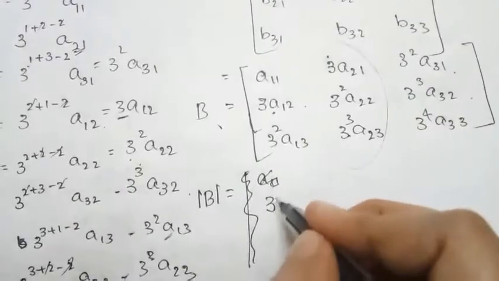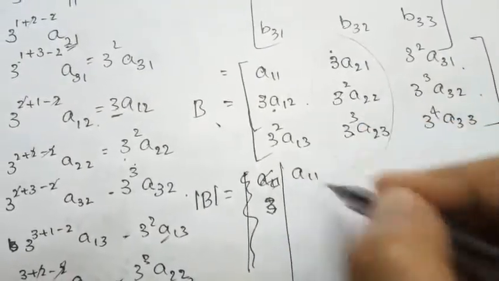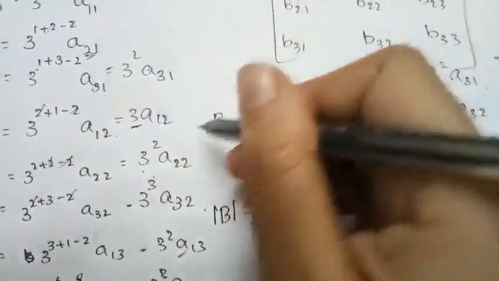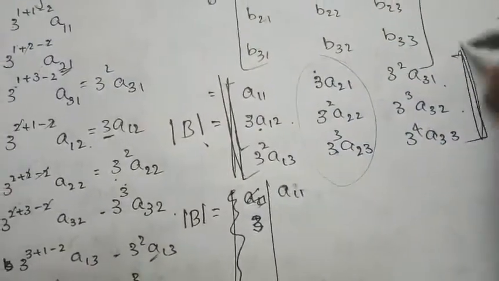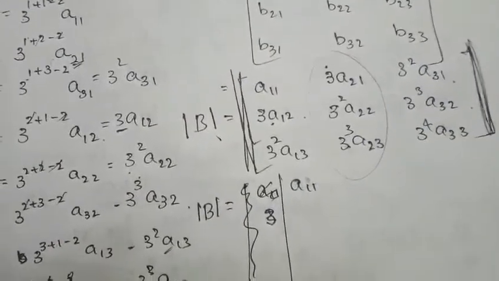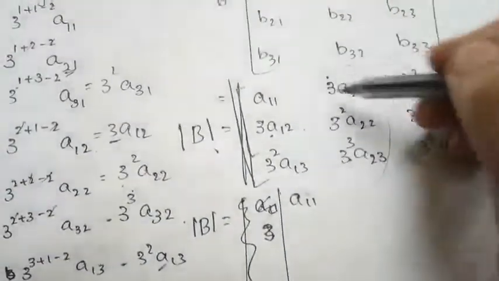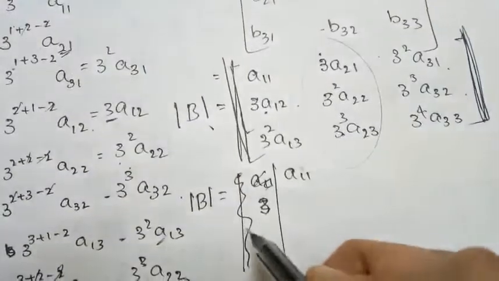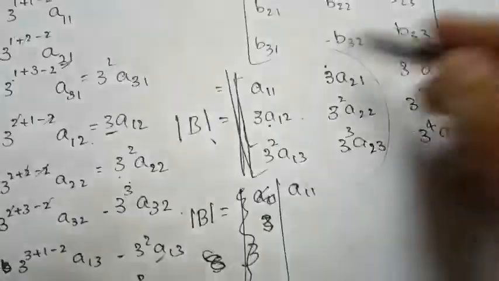Before taking this common, you should write it in determinant form. I am not writing it again, so I will do it here itself. Determinant B becomes the determinant of this matrix B. In this determinant, in the second column, 3 is common, so I am taking 3 common from the second column.